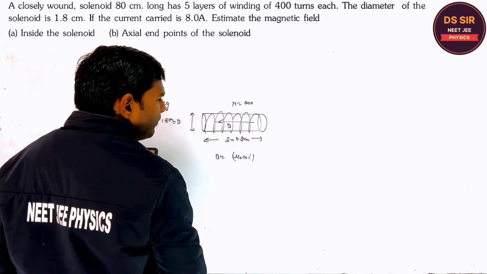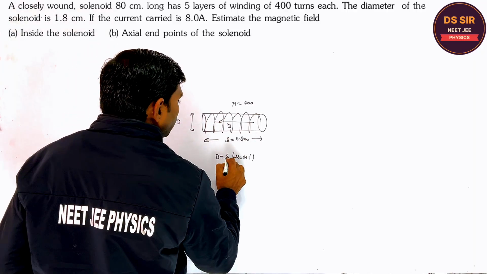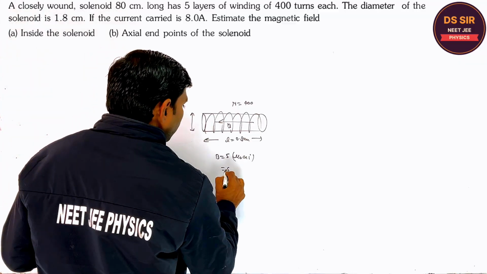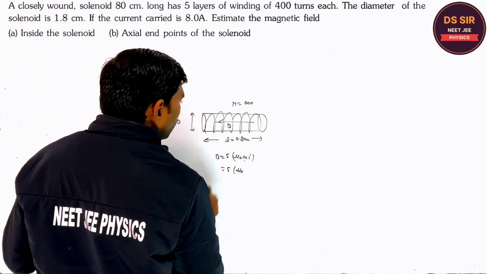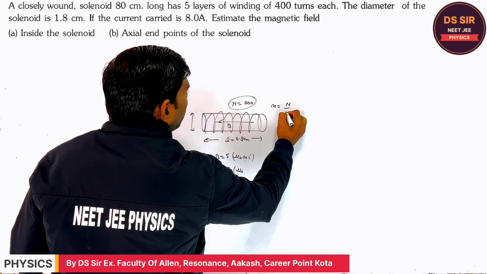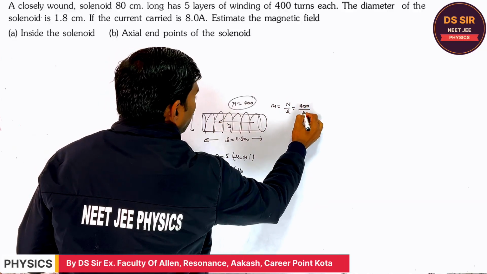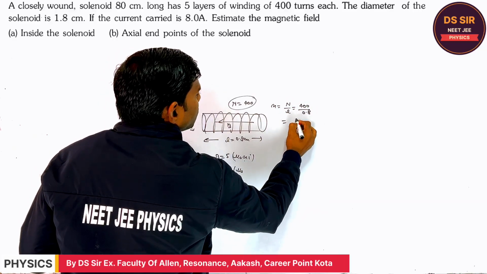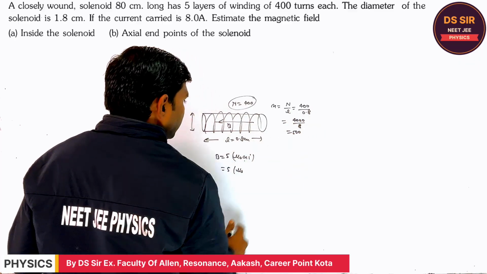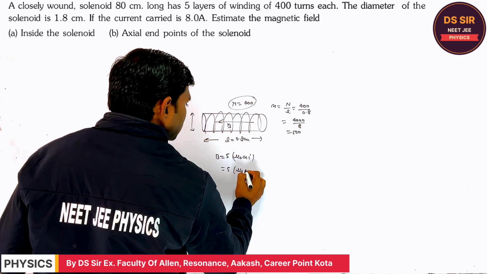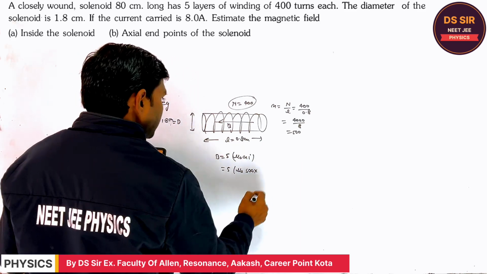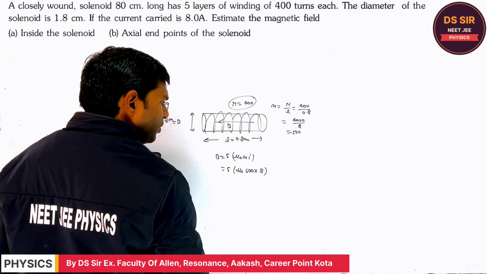Listen, due to the 5 layers, you have to multiply by 5. Is it clear or not? So 5 into mu naught, and what is the value of small n? Small n is N upon L, 400 upon 0.8. Is it clear or not? So this is 4000 upon 8, which is equal to 500 turns. The small n value is 500. And what is the current I? It is 8 ampere. Are you getting or not?